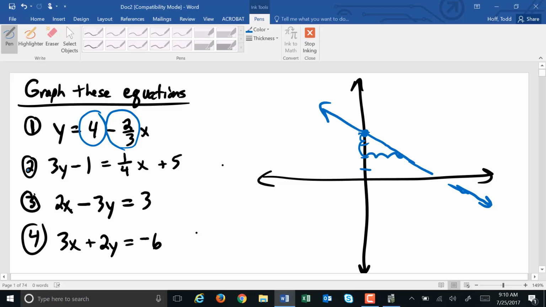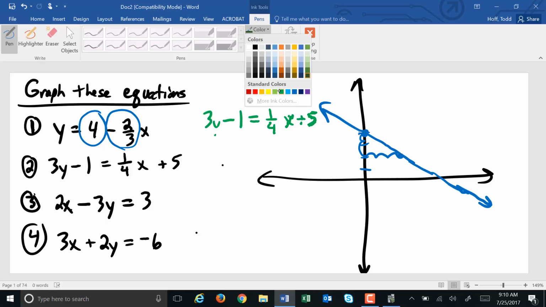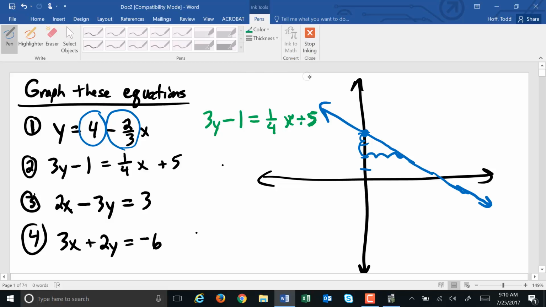Number 2 down here, where do we start? Well, that one is not in the form of y equals, is it? So we're going to have to solve that one a little bit. We have to get it as y equals. Well, there's that problem coming back again. So what's the first thing we have to do trying to solve this thing for y? We're going to have to add 1 to it.